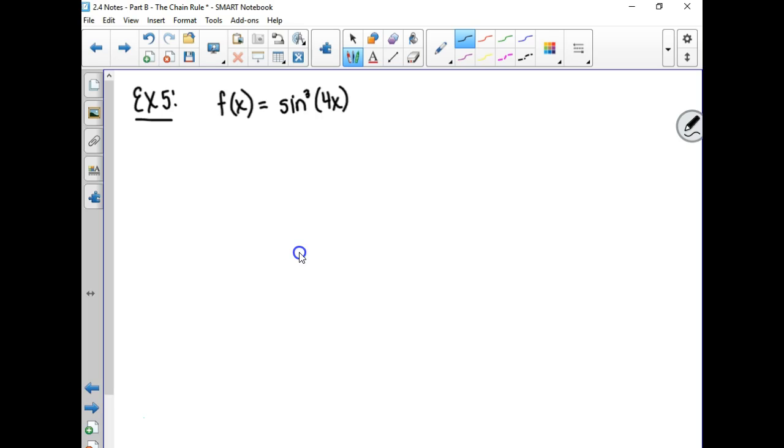Okay, this one throws students off a lot of times. The biggest reason I think it throws students off is the sine cubed of 4x. So what we really need to do is think about what that sine cubed means. It means we've got sine of 4x, and all of that is cubed. Typically with trig, instead of putting that cube on the outside here, we put that cube right here next to the sine. But this is what it means.